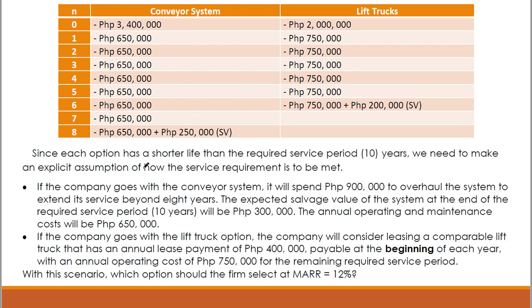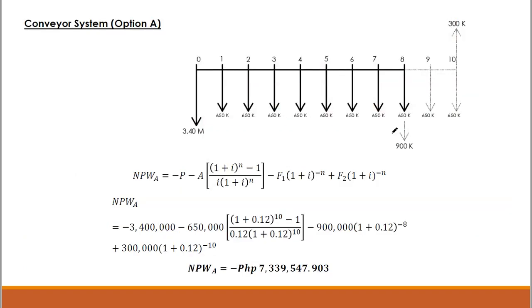Okay, so that's it. So those are the assumptions. So, medyo mababa yung MARR natin, 12% lang. So let's try to analyze conveyor system, option A natin.